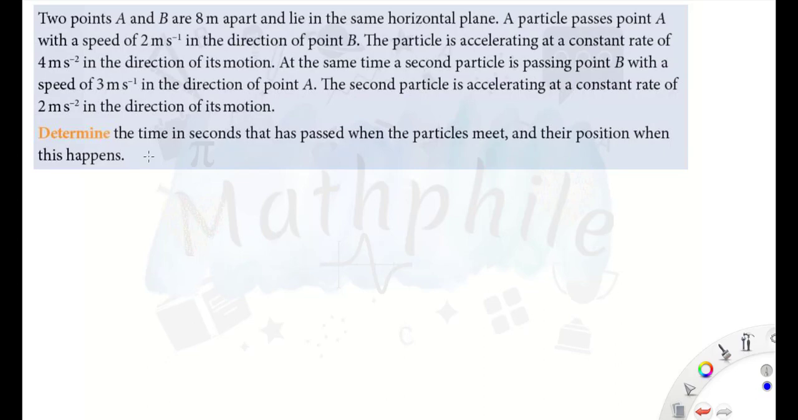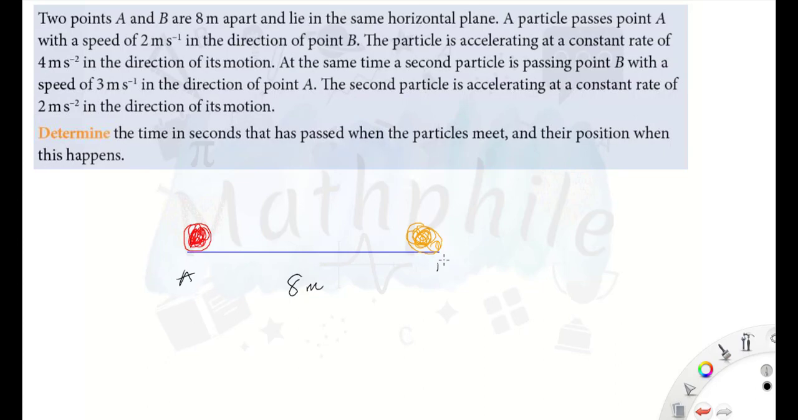Now, looking at this, let's say we've got two particles. Let me use circles to represent them, a red circle here, as I visualize what is going on. The total distance, or the length of the path, is 8 meters. Looking at point A, let's say this is my A and this is my B.